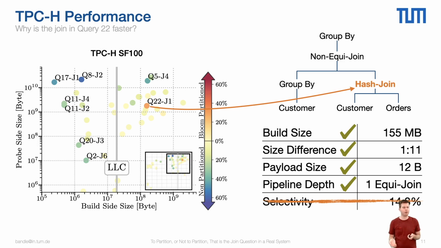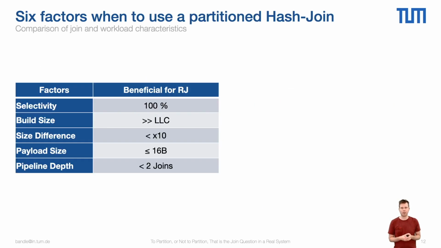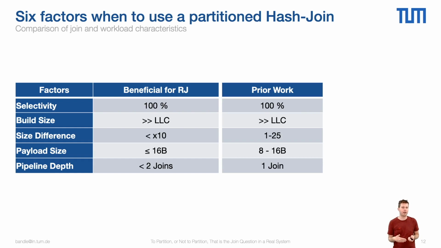And now we spoke about what's beneficial for a radix join, and now let's look at it in a table here to conclude the talk. So the different factors we are looking at here, we're comparing them with the prior work, and afterwards how TPCH looks different to see why the performance in micro benchmarks from prior work and TPCH varies.